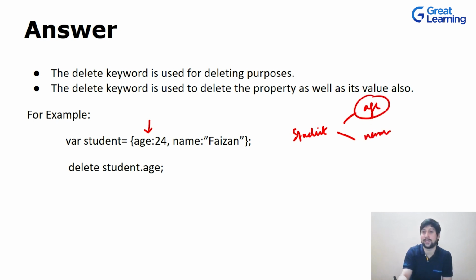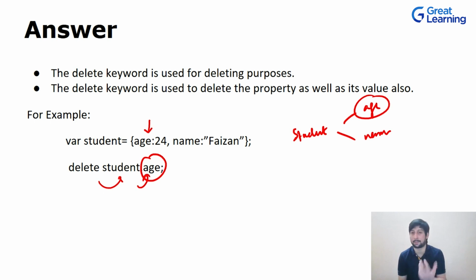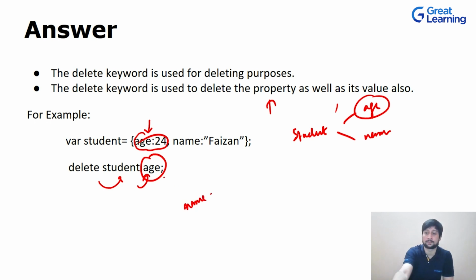I don't want age to be its property, so I will use delete student, that is delete from this student which property, that is this age, with the help of dot operator. So delete keyword is used for deleting properties, right? And delete keyword is used to delete a property as well as its value. As you can see over here, we have deleted this property along with its value. So if you try to access this student, it will only show name as its property, not the age.